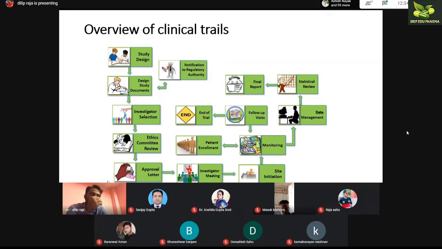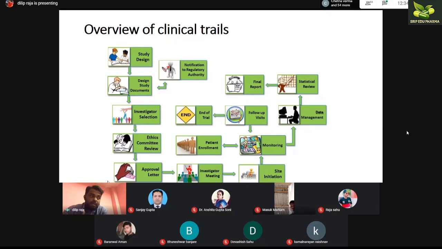Now the study design and the study documents, right? The study design. Initially, whenever the sponsor wants to initiate a study, they have to sit down and write a protocol. They have to prepare a protocol for the study. They have to design a study, right? And then after designing the protocol of the study, they have to submit it to the regulatory authority, which is CDSCO. So they have to submit all the documents.